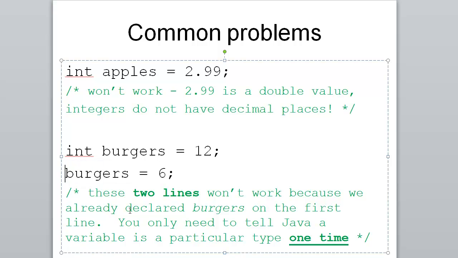You could just do that and then the value would change. You only have one variable in memory. It was 12 and then it became 6. By saying int, you're asking Java to create a new variable in memory.